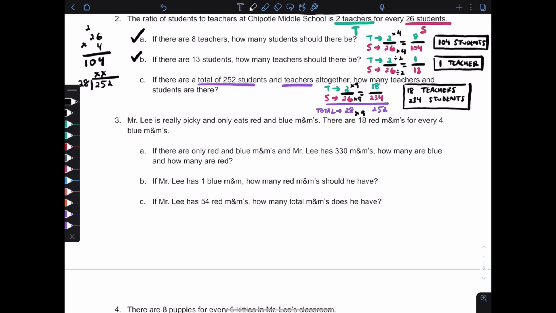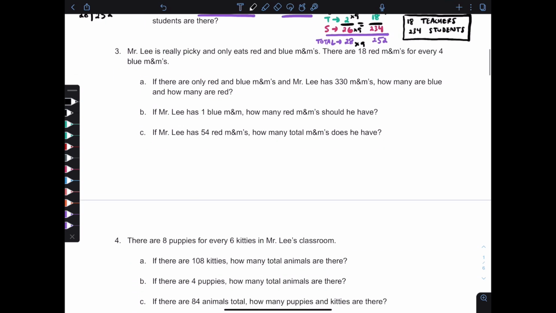Okay, cool. So these would be the total amount that adds up to 252. And that is part C. So question 2 is now complete. Okay, let's take a look at number 3.